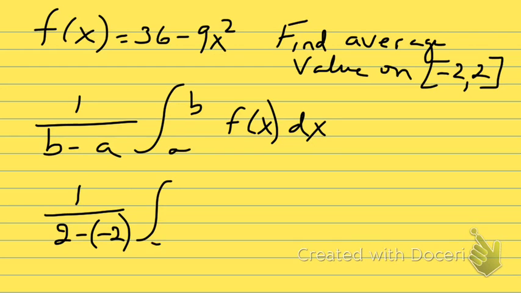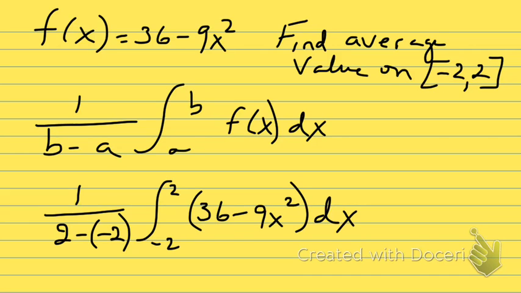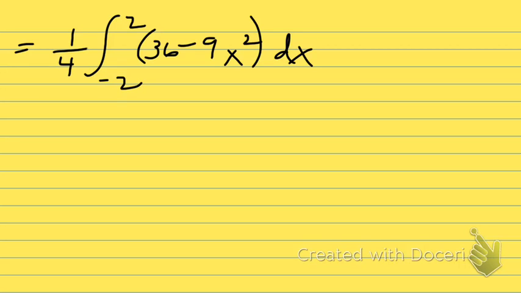And we're going to integrate from negative 2 to 2 this function, this 36 minus 9x squared in the direction of x. Okay, well we'll keep track of that. That means we're going to have 1 over 4. Okay, we're ready to integrate.